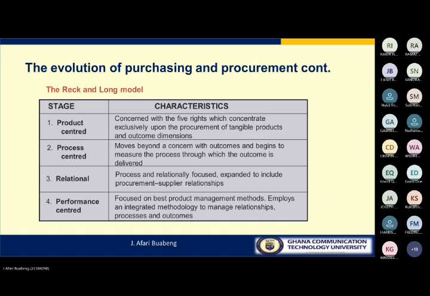kindly ask. And this is specifically coming from these scholars, Rick and Long. They came out with this model. So that is why we call the model the Rick and Long model. Okay, so the evolution, it started from there. And then we came to the relational stage, the third stage. So process and relationally focused expanded to include procurement supplier relationship. I've already mentioned relationship, the importance of having relationships in procurement. So buyer supplier relationship started from, according to Rick and Long, the third stage.